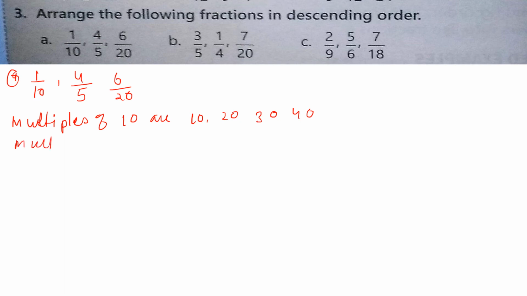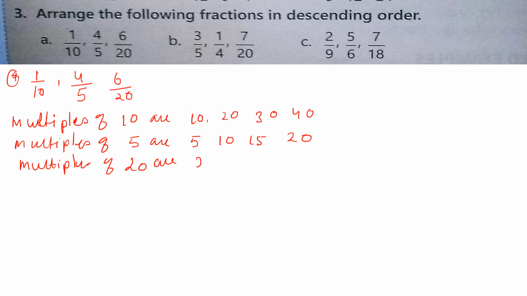So multiples of 5 are 5, 10, 15, 20. Then multiples of 20 are 20, 40, 60 and 80. Now see the common one. Which one is the common? Yes, you can see here.